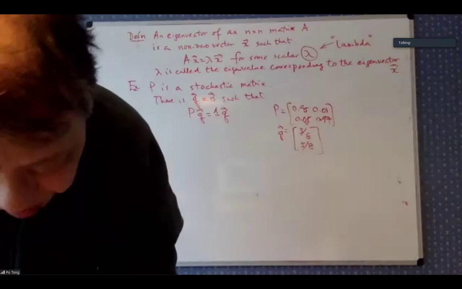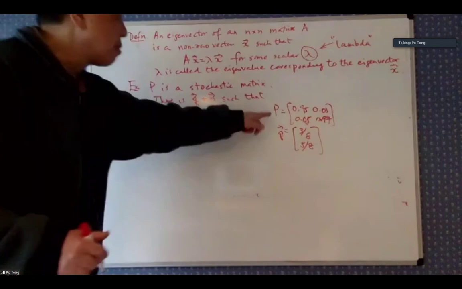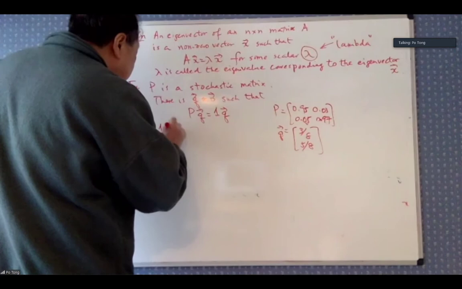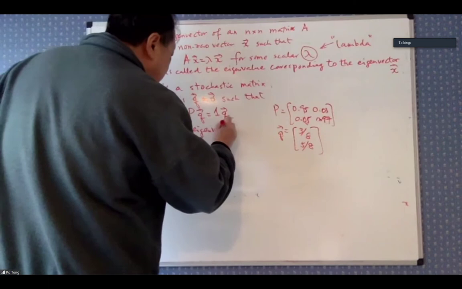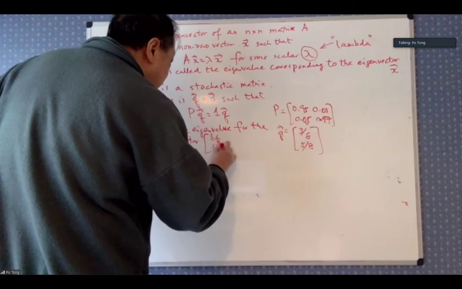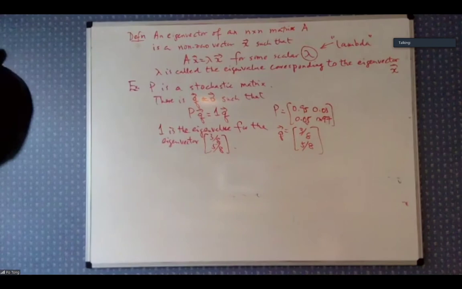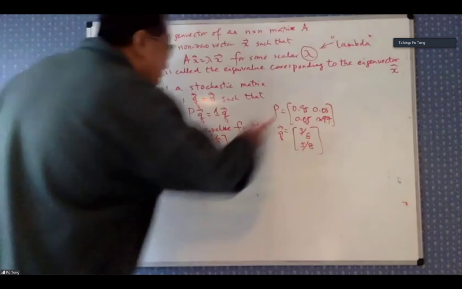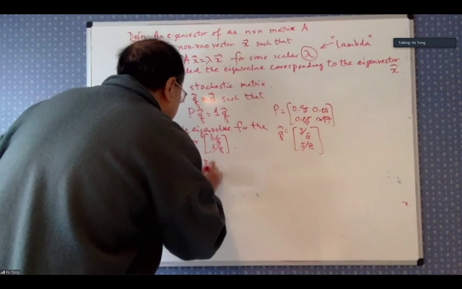All right. So in this particular example, we did this last time. This is a matrix, okay? So one is the eigenvalue for the eigenvector 3 over 8, 5 over 8. Now, you don't have to call this the eigenvector, because in this example P times (3, 5) is also equal to (3, 5), because you're just scaling it.